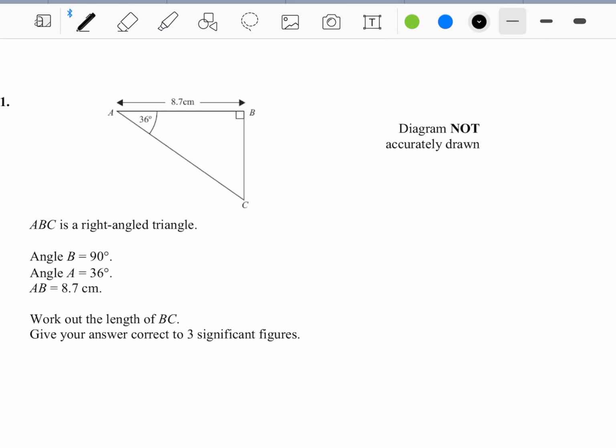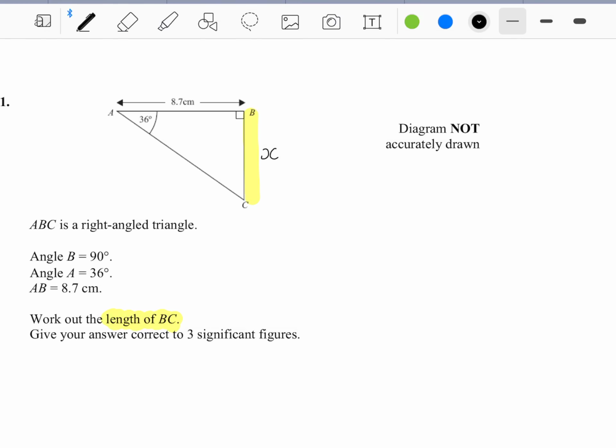Every question that we look at, you're going to have two choices to make. Are you finding a side or are you finding an angle? So to start off on this one, because I'm trying to find the length of BC, I'm going to be finding the length of this side here. So I'm going to label it with X to help me with my thinking.